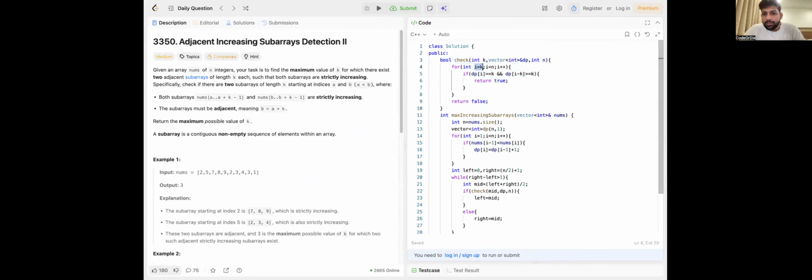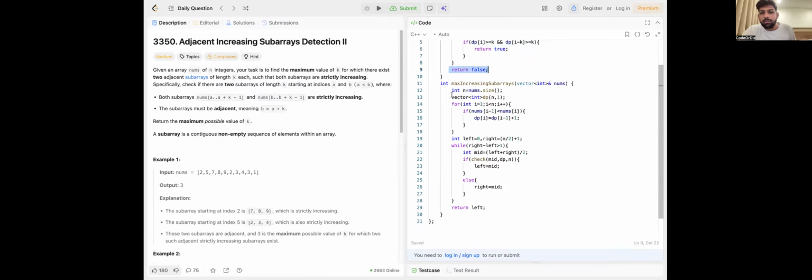It goes from I equal to k up till I less than n. And I check if dp of I is greater than or equal to k and dp of I minus k is greater than or equal to k. It means that the second subarray ends at I. From I you check the maximum length, and then from I minus k you check the maximum length. If they are both greater than or equal to k, then you return true. And if you didn't find any such I, you return false.